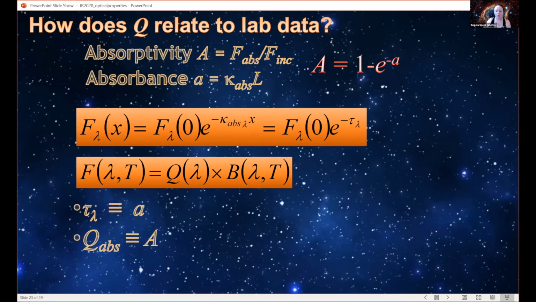So when you're trying to use lab data, if you just want to compare to what you think your Q values are for a spectral feature, you can look at a transmission spectrum and it's going to be pretty close, especially in terms of the shape and peak position. If you're using mass absorption coefficient, that's actually equivalent to optical depth. So you need to be really careful with how you use that information.